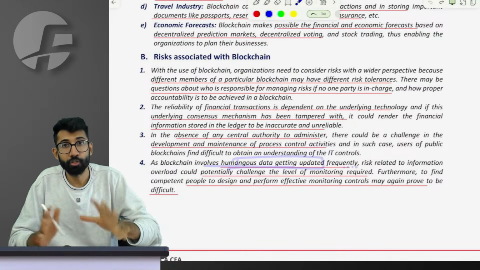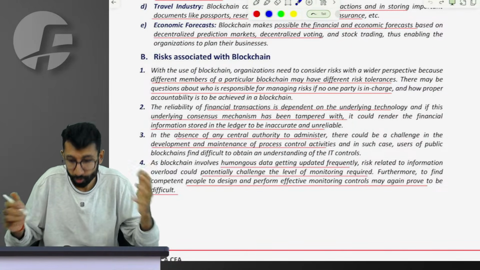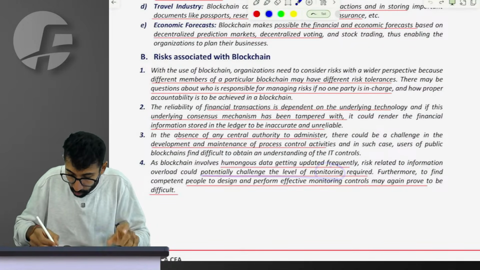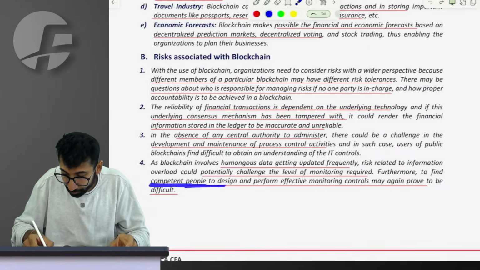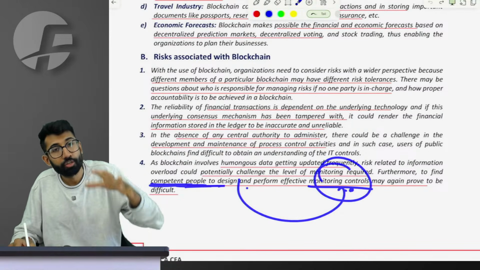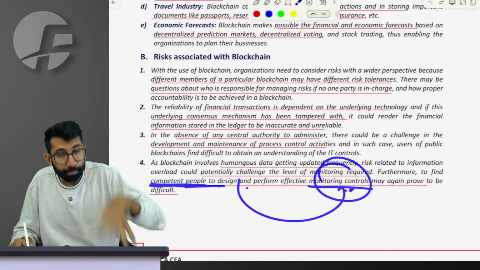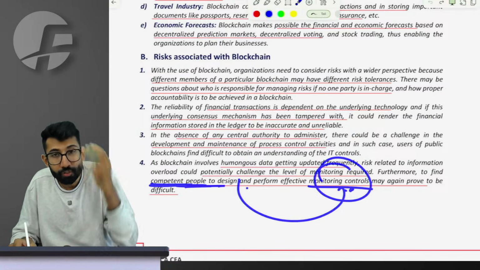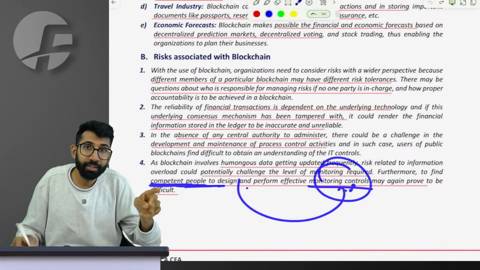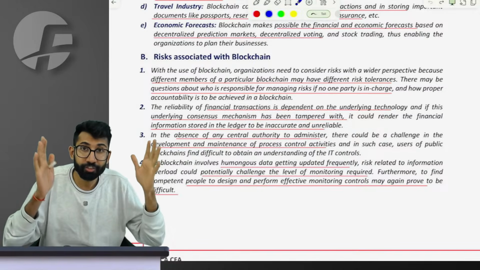So first of all, we should have the servers, software and hardware to handle that data and to monitor it. It also requires competent people to design and perform that control. There should be capable people in the market, a team brilliant enough to monitor and control that data, which is getting accumulated every second.